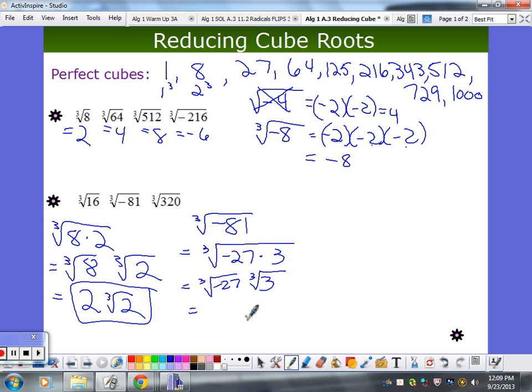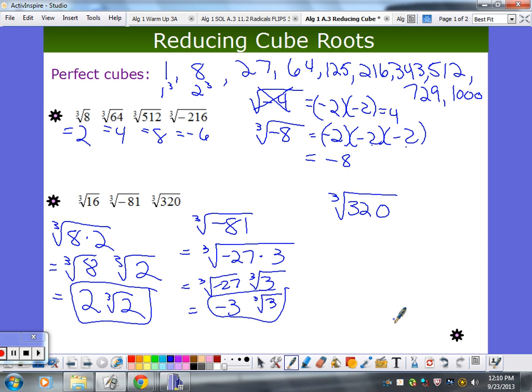What's the cube root of negative 27? Is it 3? Is 3 times 3 times 3 negative 27? No. Negative 3. And the cube root of 3, because 3 is not a perfect cube, and there's no perfect cube factors other than 1, so I leave it. Let's look at, oh goodness, cube root of 320.